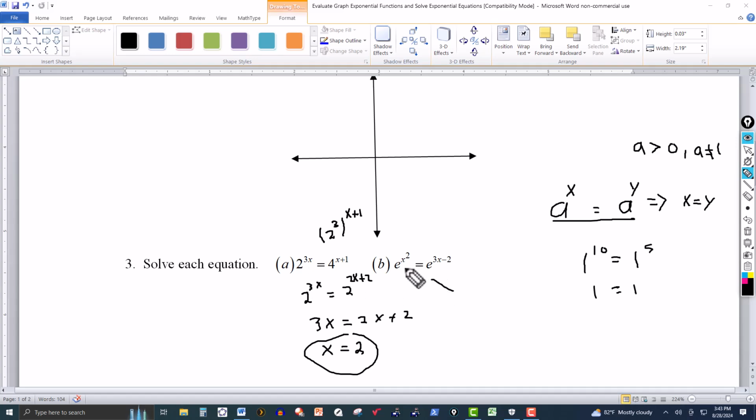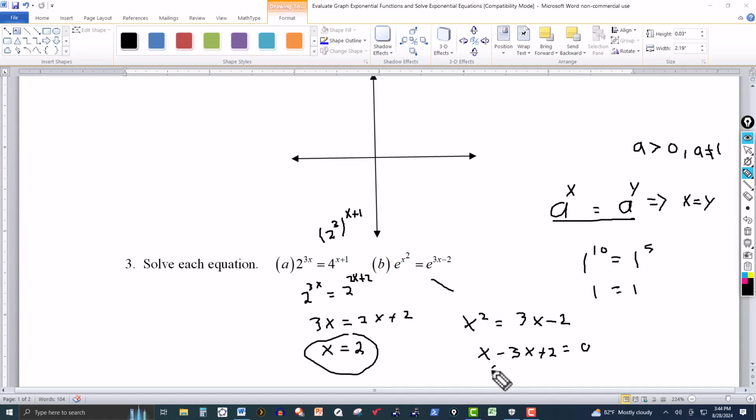And for part B, I already have the same base. I got an e here and an e here. The bases are the same, so I can equate the exponents. So that tells me that x squared, the exponent on the left side, has to equal the exponent on the right side. That's 3x minus 2. I just have a quadratic equation to solve. Let's bring the 3x over, make it a minus 3x. The minus 2 comes over, make it a plus 2. So I added a minus 3x and a plus 2 to both sides to make one side 0.